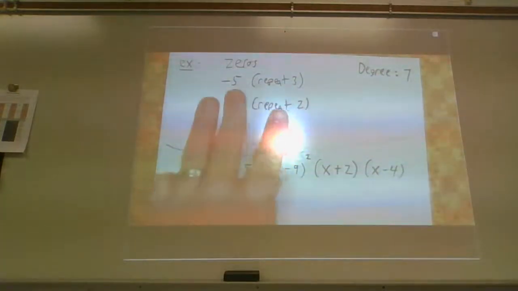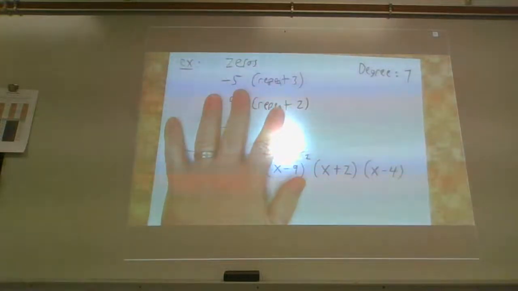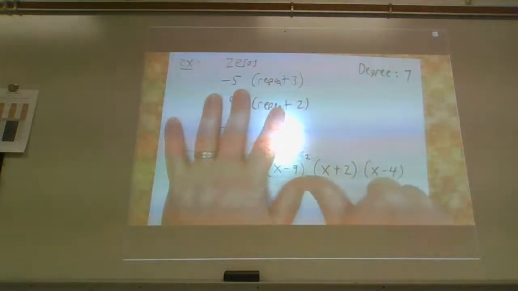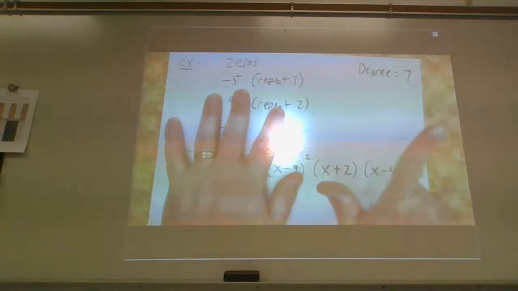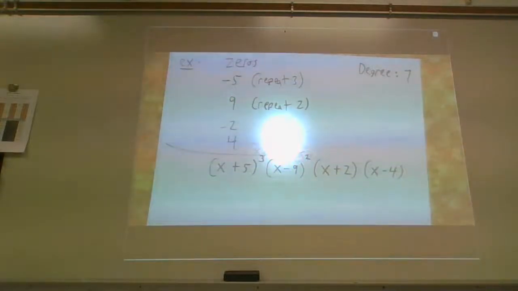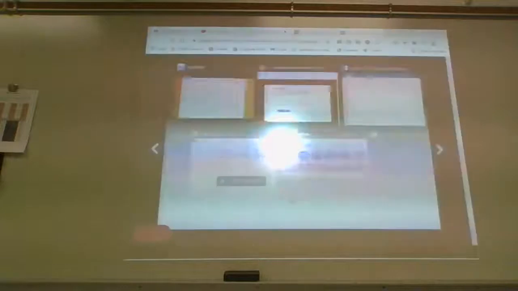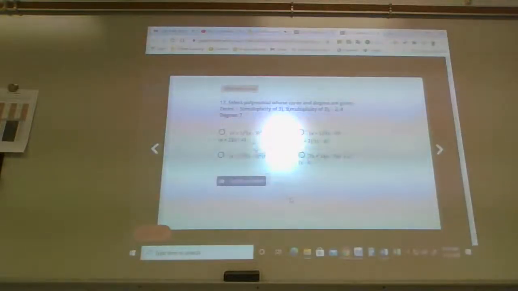Then with the x squared, now we have 5. Then with the x plus 2, we have 6. And with the x minus 4, we have 7. That's a 7th degree polynomial. That really is actually x to the 7th power. And if you go to the quizzes and click show answer, you can see the one that is green is exactly the one that I just wrote down. Amazing.